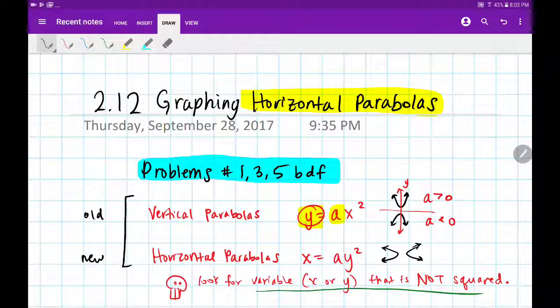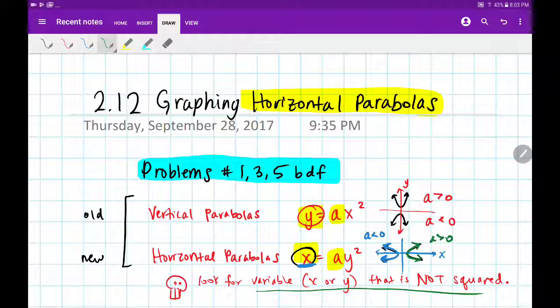Now, if x is the one that's all by itself, and that's the case in our newer graphs, then we're going to be opening along the direction of the x-axis, which runs left and right. So if x is by itself, I'm opening along the x-axis. Actually, let me write that over here. That would make more sense. If a is less than 0, that means a is negative, I'm opening to the left. If a, that's the number being multiplied in front, is positive, that means it's greater than 0, then I'll be opening to the right.